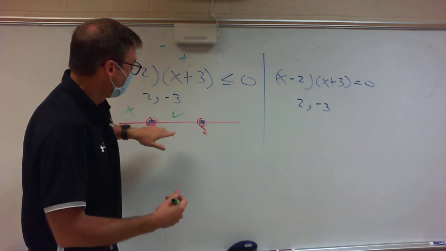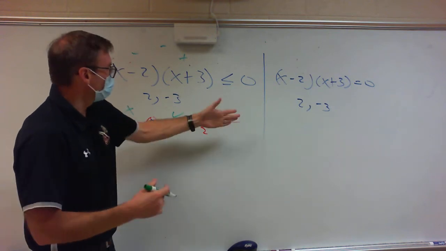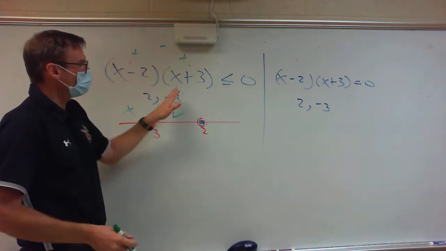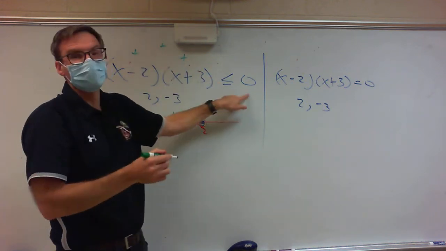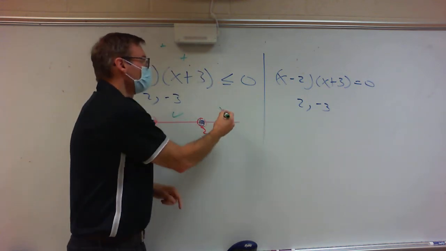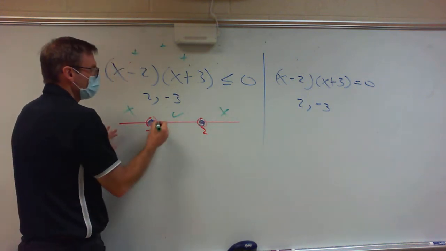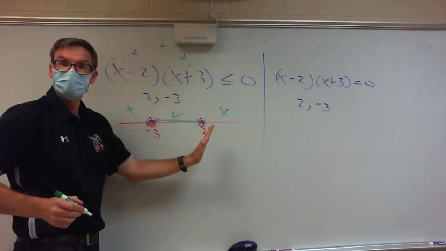So if I pick 100, well, 100 minus 2, that's clearly positive. 100 plus 3, that's clearly positive. Positive times positive is positive. Is a positive number less than 0? No, it doesn't work. And so what we've just done is identified that from here to here works.